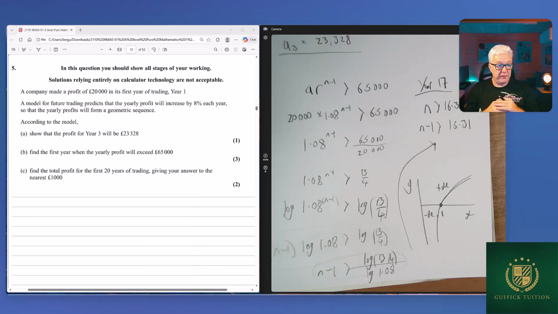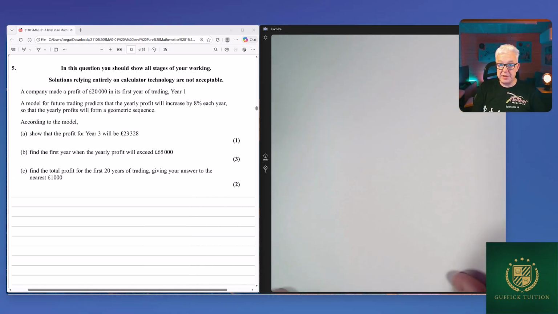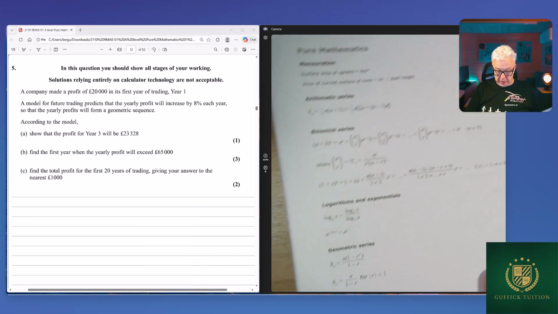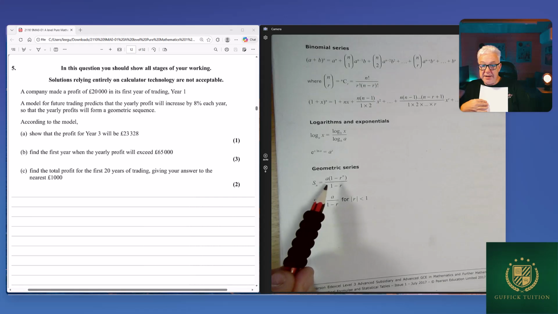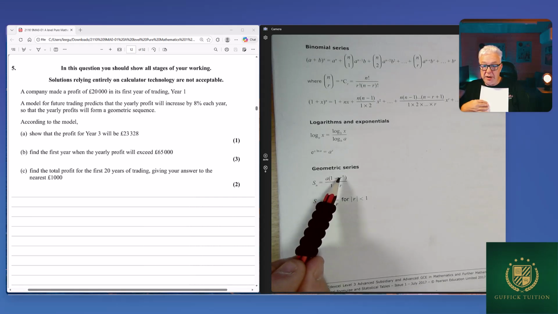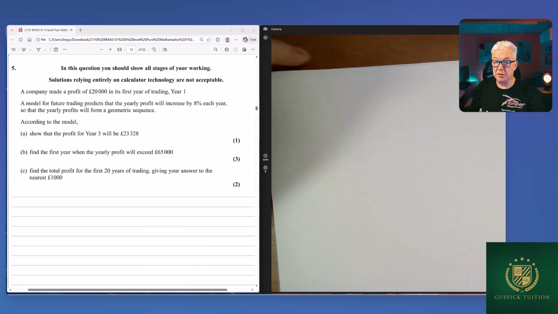Now part C. Find the total profit for the first 20 years, giving your answer to the nearest 1,000. So this is the sum of a geometric sequence. Now, the good thing about this is we are given the formula for the sum of a geometric sequence. So we can see that S_n is equal to a times 1 minus r to the n over 1 minus r, and we can just basically use that.